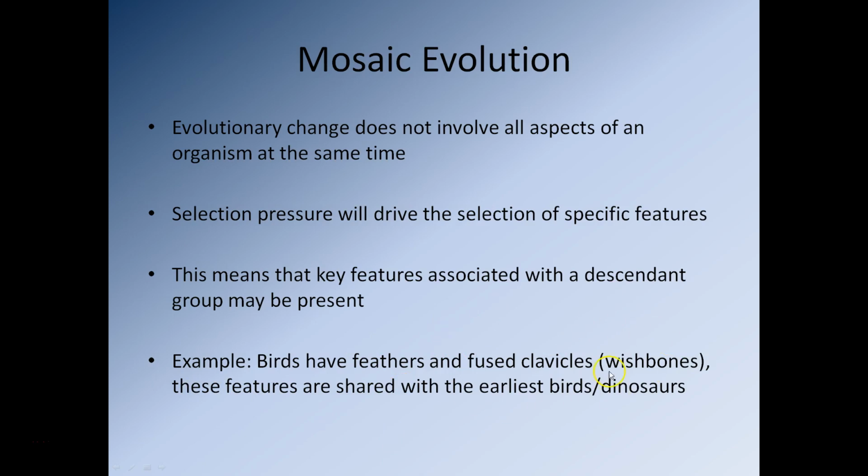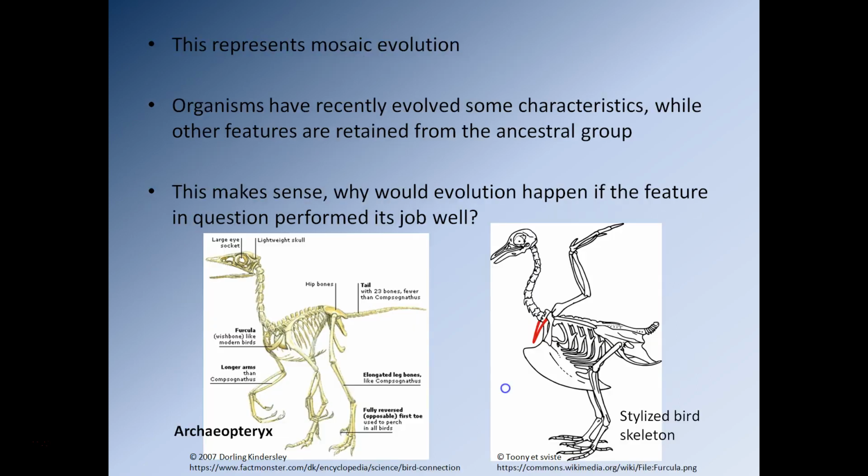Also, the fused clavicle. A clavicle is essentially your collarbone. So in the case of birds, they're fused to produce that kind of V-shaped bone that you might occasionally take out of the chicken. Okay, and that's a design that's shared with early birds and dinosaurs. Once again, it works perfectly. It meets its requirements, and so there's no selection pressure for it to change.